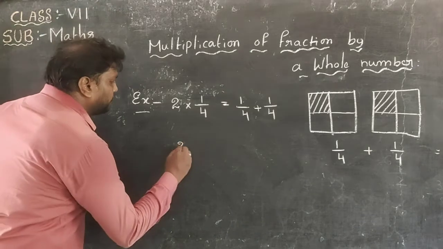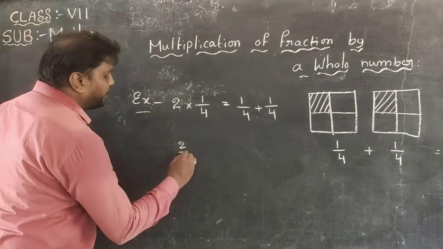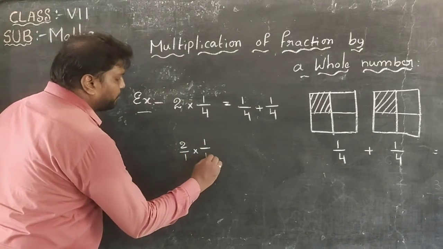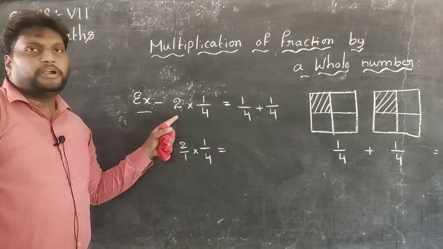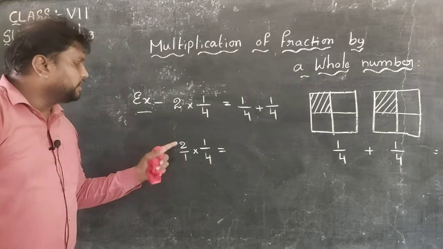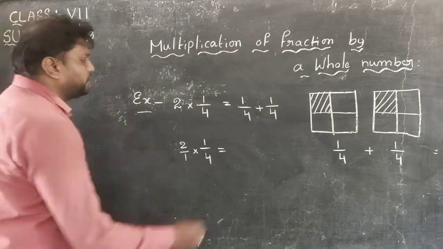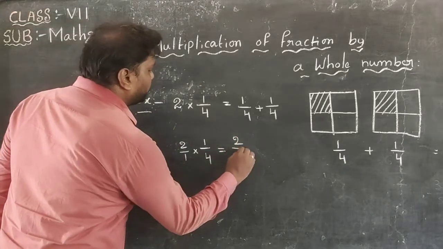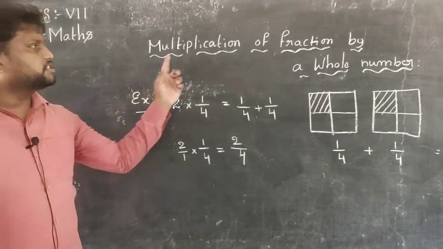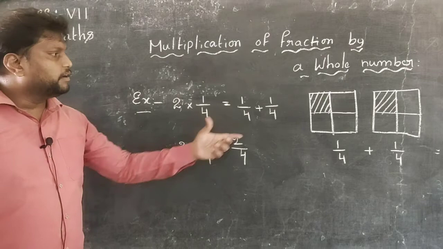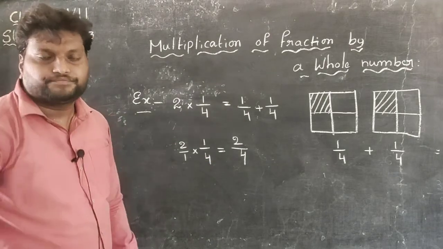Now we'll check 2 into 1 by 4. We already discussed that if there is no value in the denominator, we can take 1, then there is no change in value. 2 into 1 is 2, by 1 into 4 is 4. The value will be 2 by 4. This is the multiplication of a fraction by a whole number with the representation.